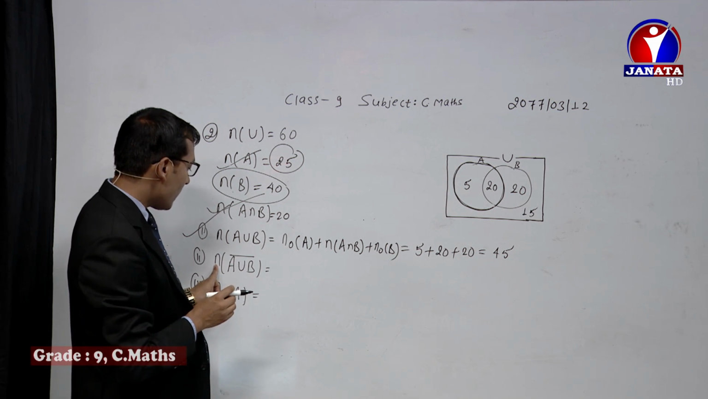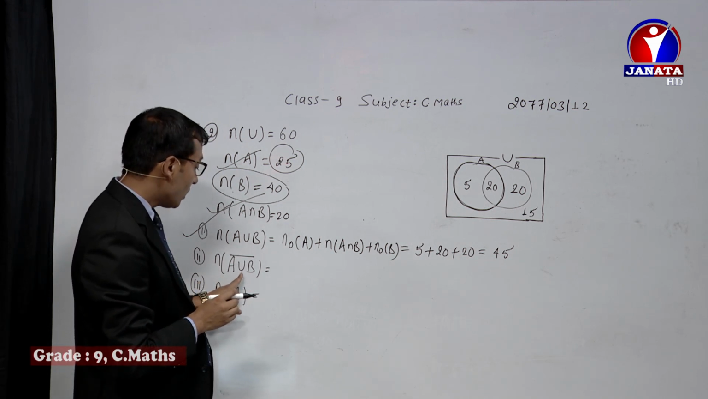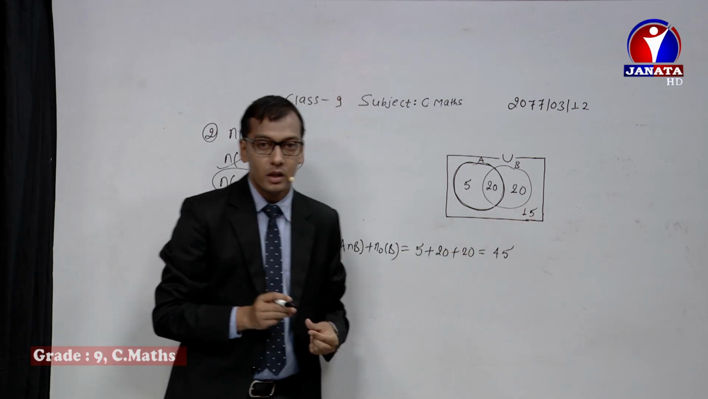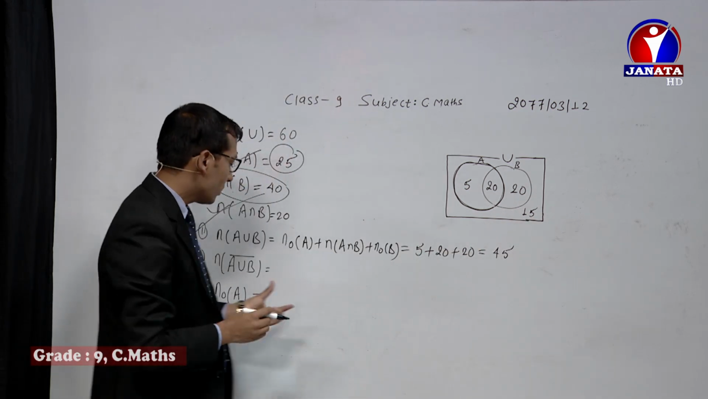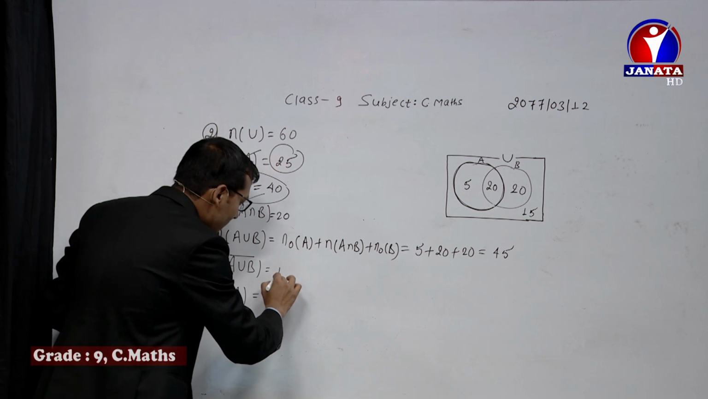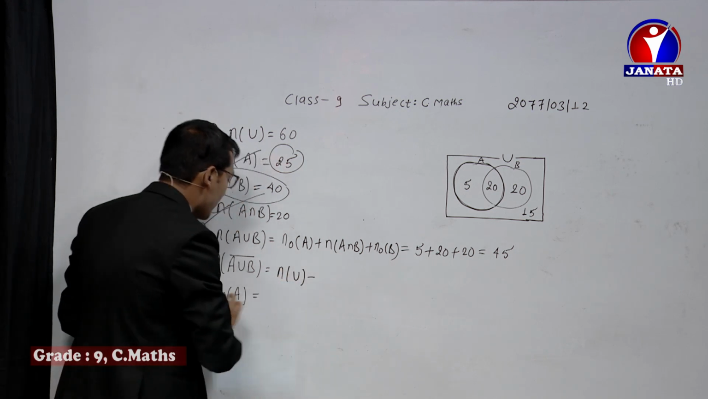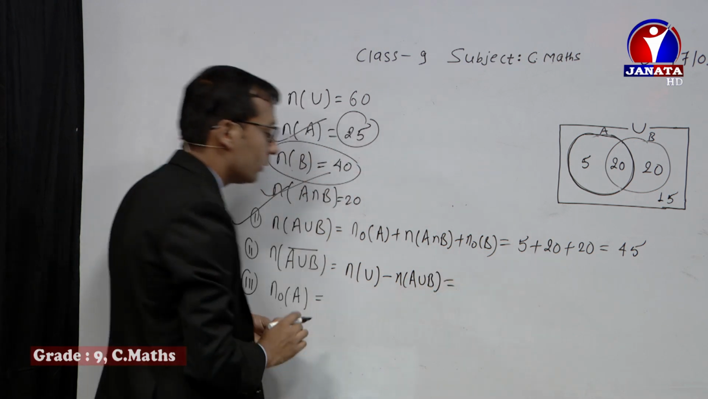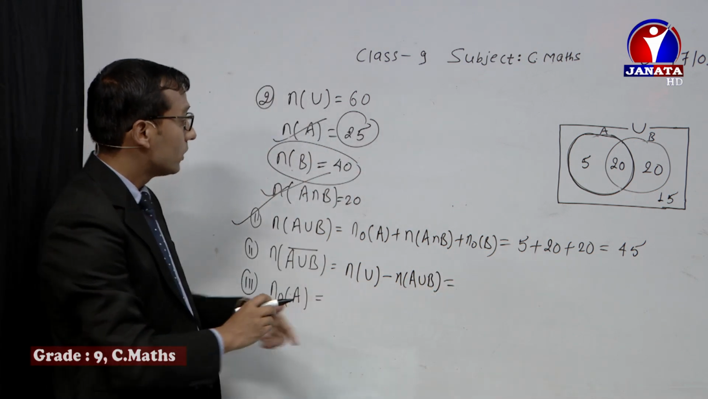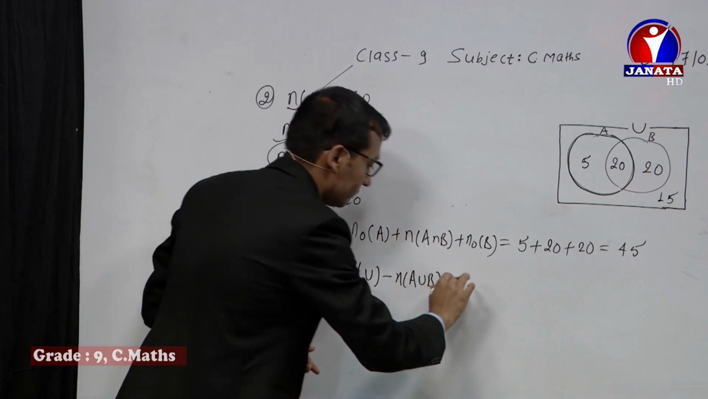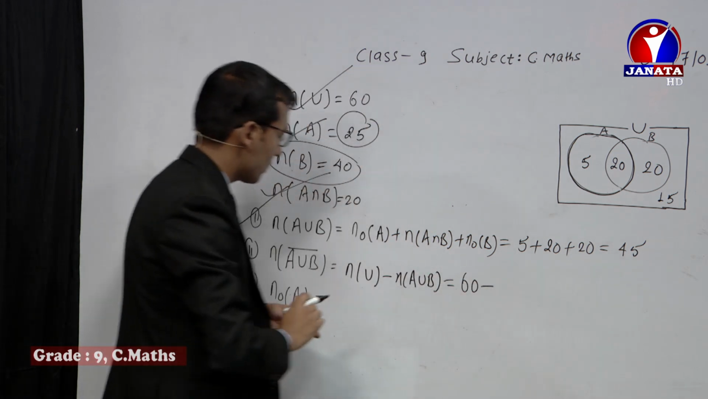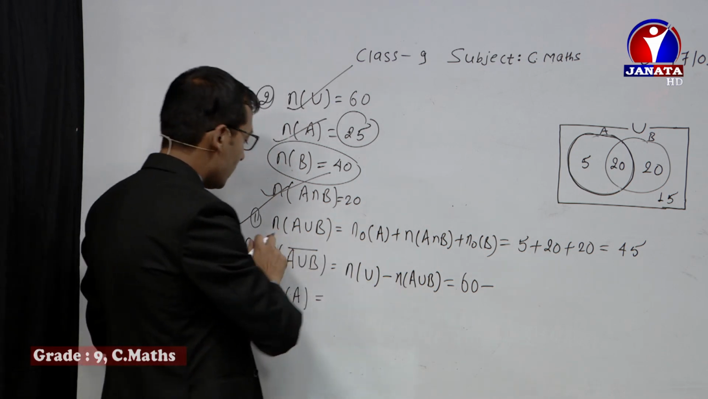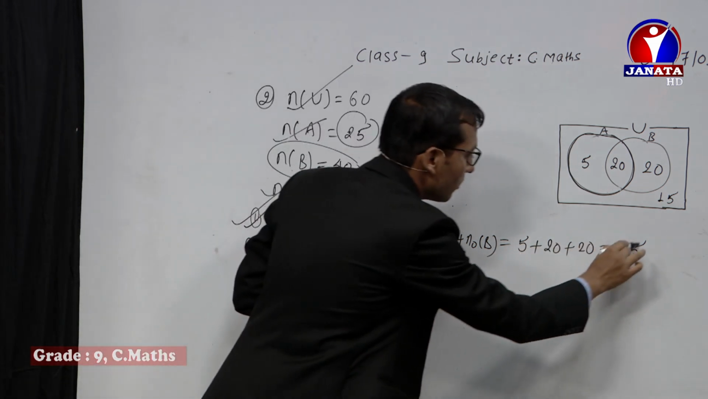Similarly, what is n of A union B complement? Directly from the diagram, it's 15. We can calculate this: n of A union B complement is n of U minus n of A union B. So what is n of U? It's 60, minus the union, which we calculated as 45.